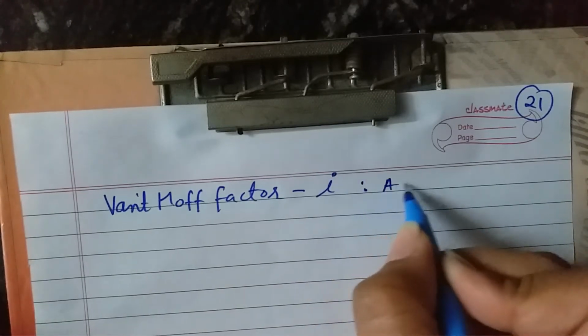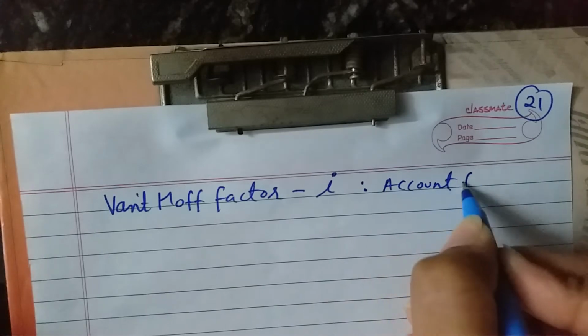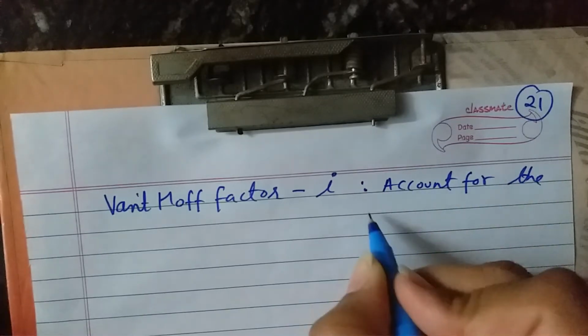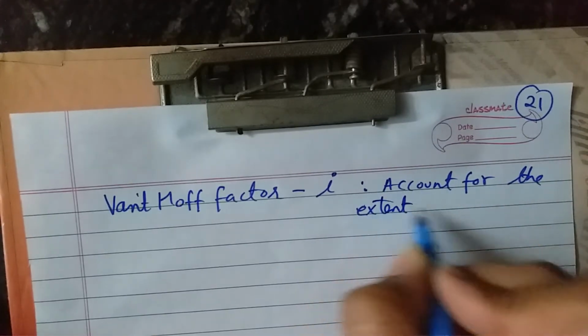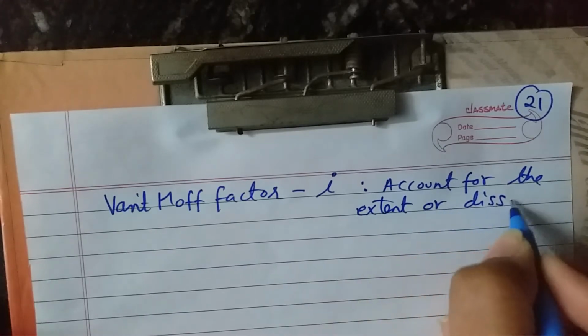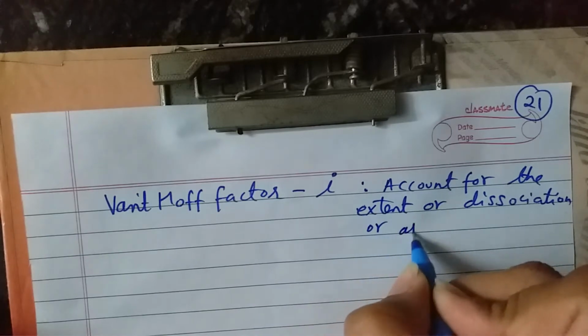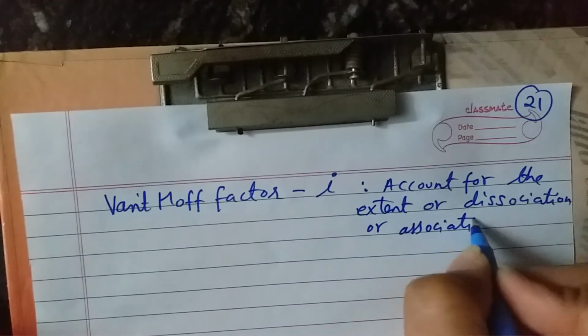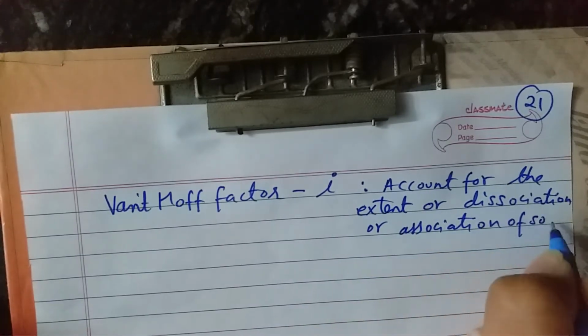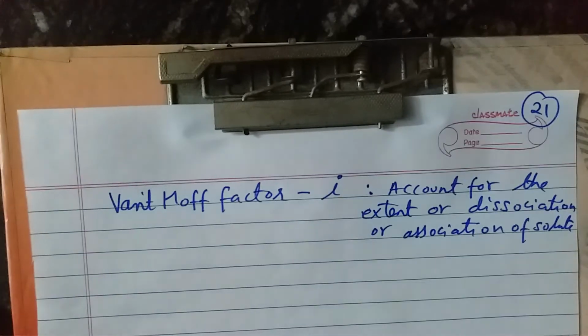you can say, account for the extent of dissociation or association of the solute, and will help us to get the correct value of the molar mass.